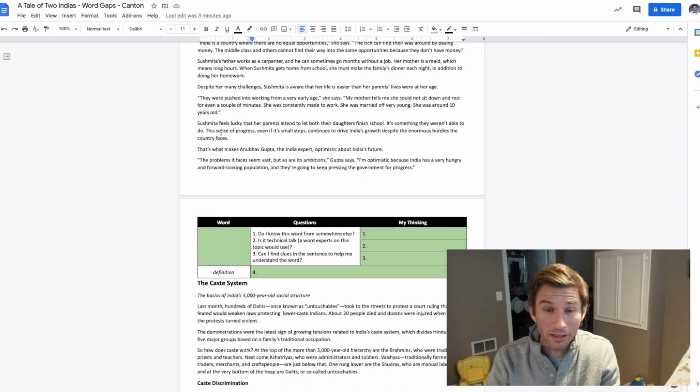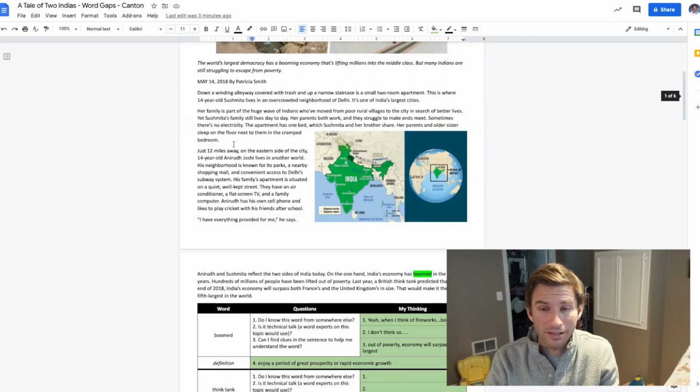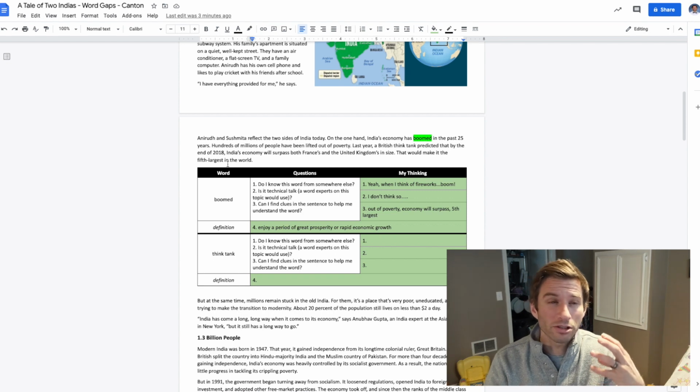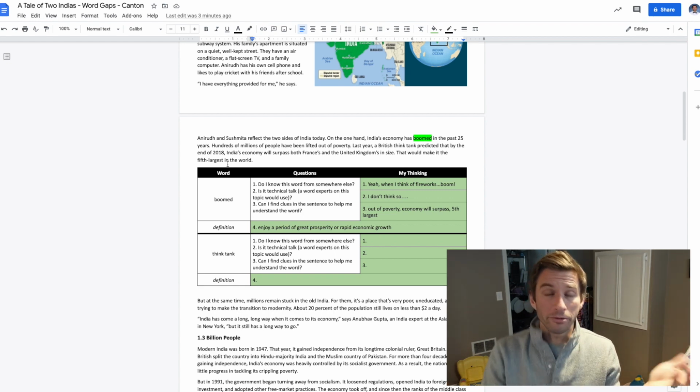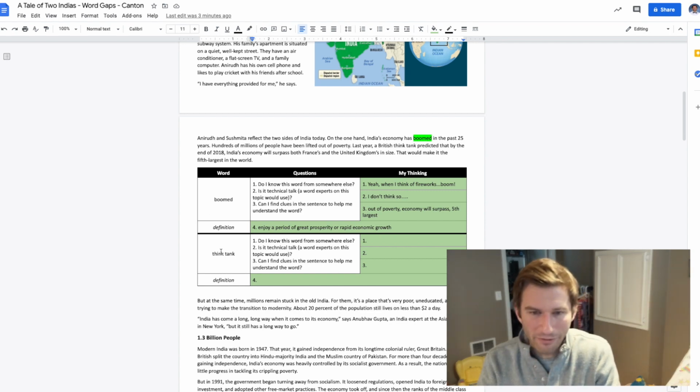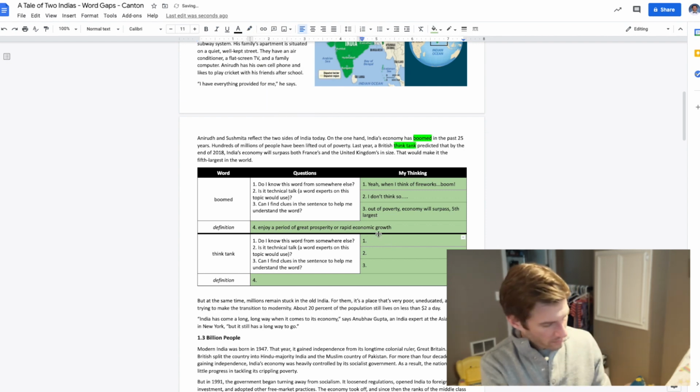I'm going to continue on here and go through the rest of these and continue to kind of model this. So if you need a little extra practice or you just kind of want to work with someone, you're stuck with me. So here we go. We see that the next one that we have here was think tank, and that's right here. And so we're just going to go ahead and highlight think tank again, just like we did, because that is our word gap. Do I know this word from somewhere else?